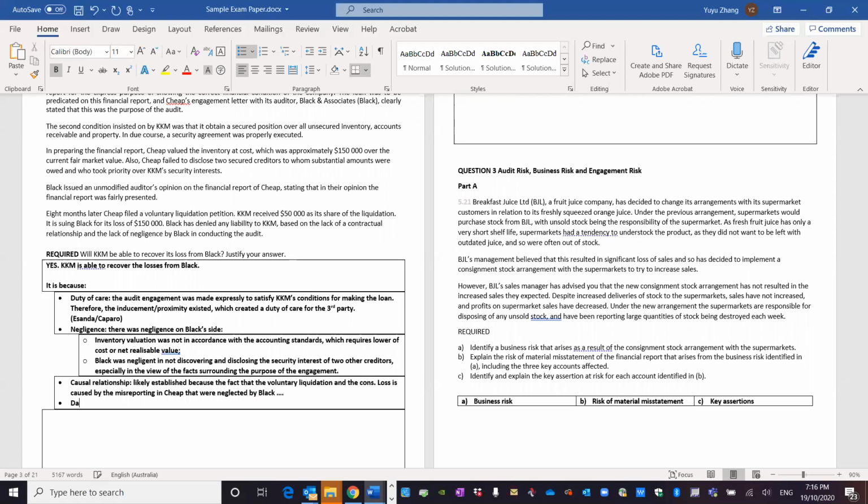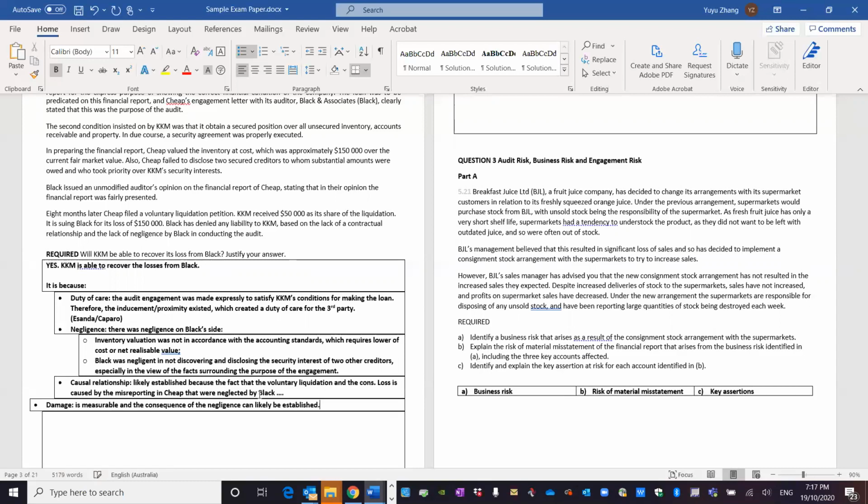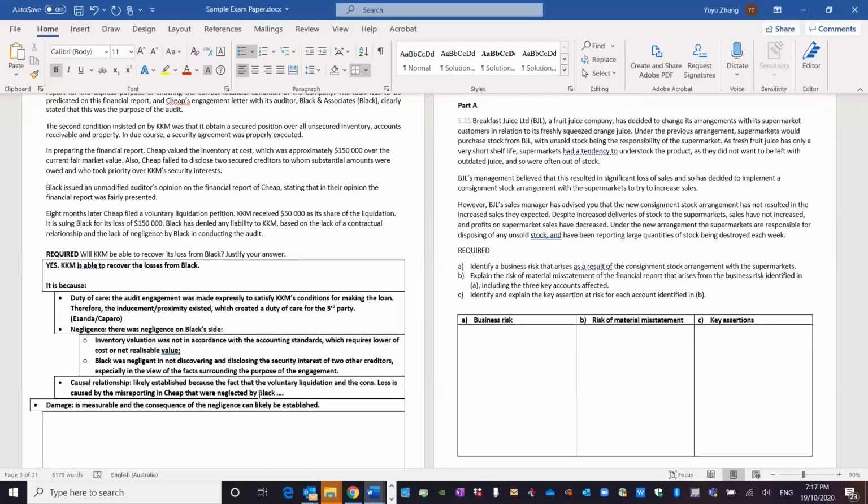And then the final one will be damages, right? So the damage here is measurable, and the consequence of the negligence can also likely be established. So the damage is measurable, and also the damage is an outcome of the negligence, also linking to the causal relationship as well, right? So simple.